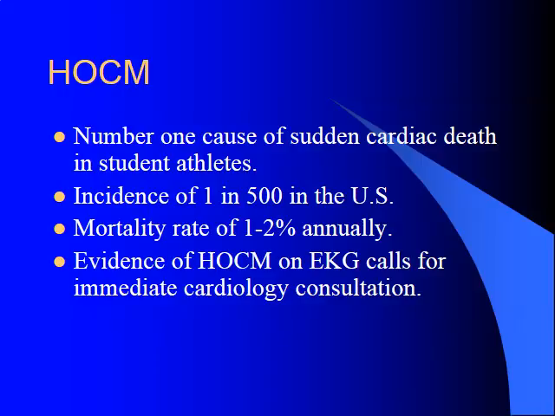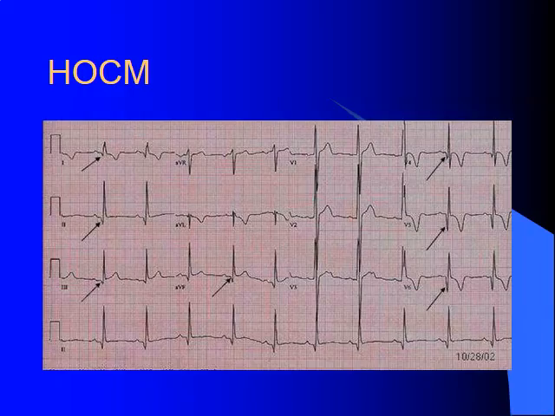The incidence is about 1 in 500 in the U.S. with a mortality rate of 1 to 2% annually. Evidence of hypertrophic cardiomyopathy on the EKG is a call for immediate cardiology consultation. Here's an example of it here.